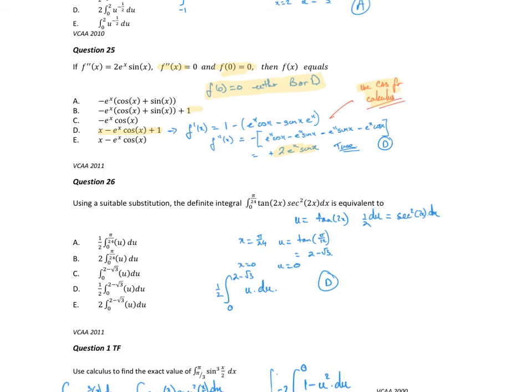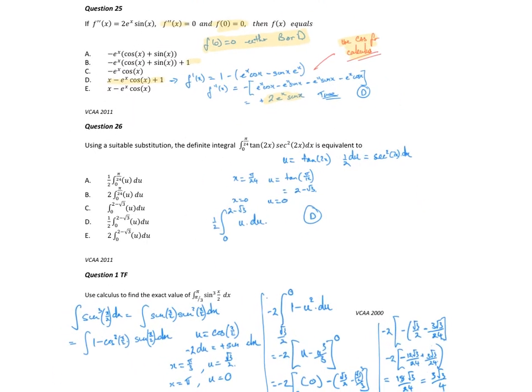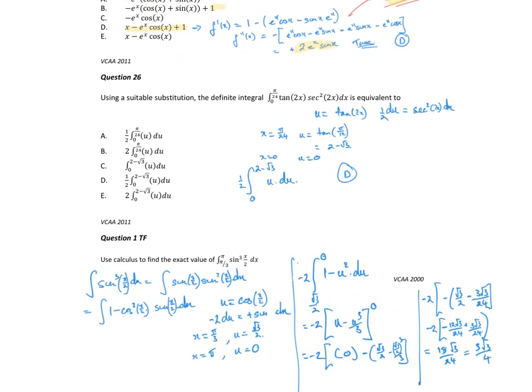Another substitution, if you put u equal to tan, the derivative of tan is sec squared. Yep, so hopefully you're getting comfortable with that. So D.